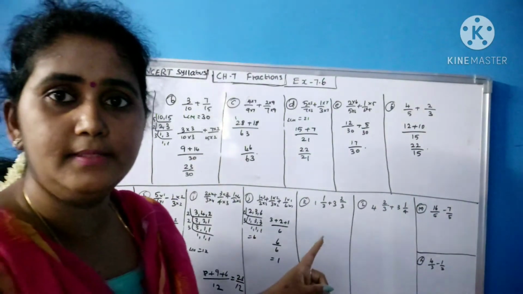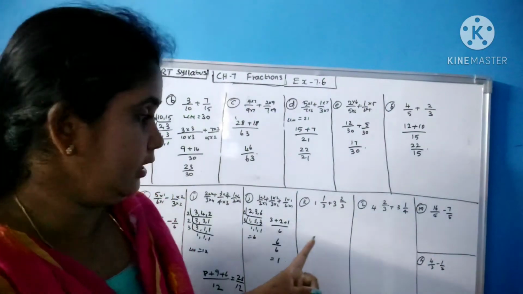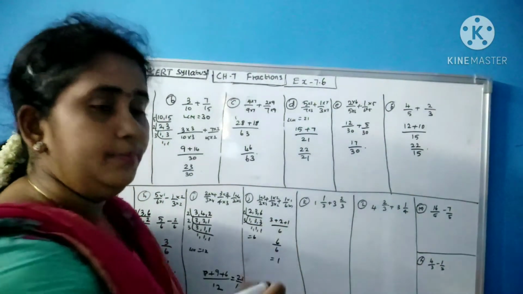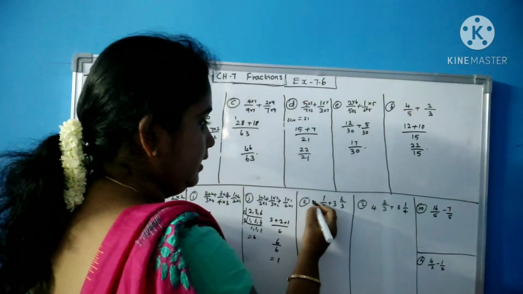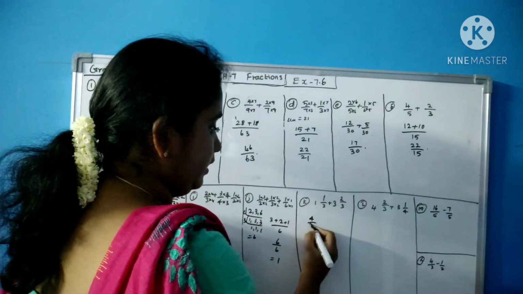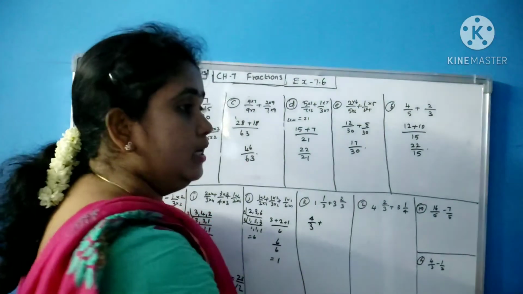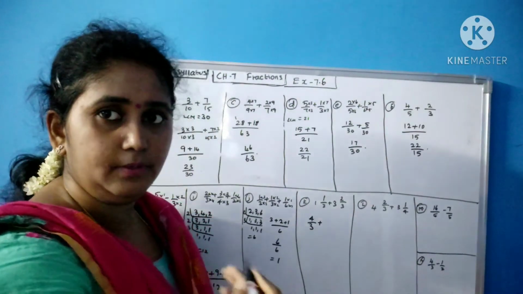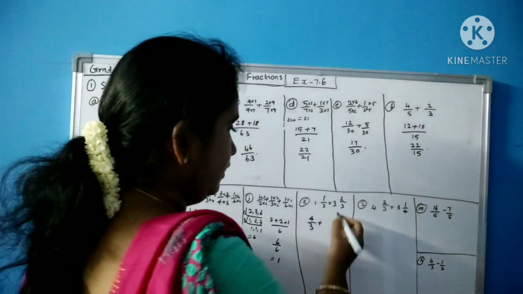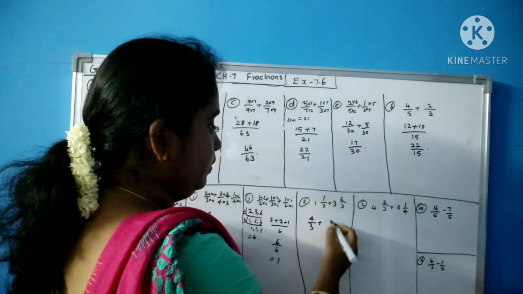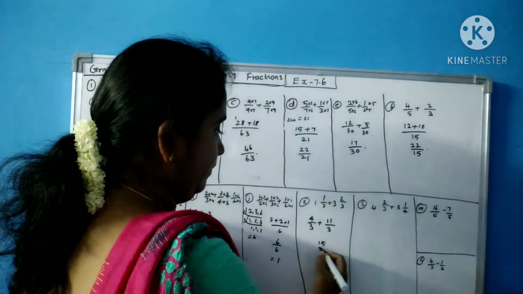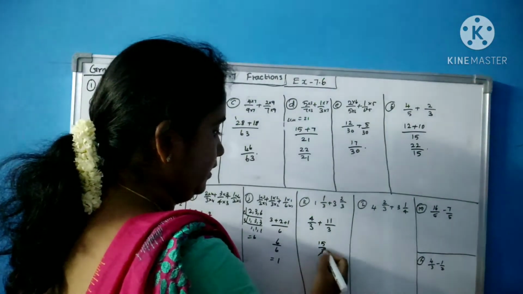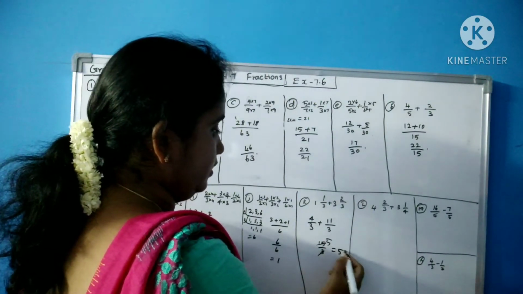See, the next sum is a mixed fraction. Okay. So you have to convert the mixed fraction into an improper fraction. So 1 3s are 3, 3 plus 1 is 4, 4 by 3. Okay. Improper fraction: numerator will be bigger than the denominator. Okay. 3 3s are 9, 9 plus 2 is 11, 11 by 3. So add both. You get 15 by 3. You can simplify: 1 3s are 3, 5 3s are 15. So your answer is 5.